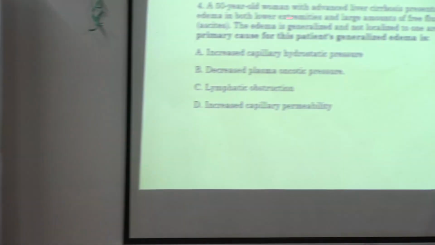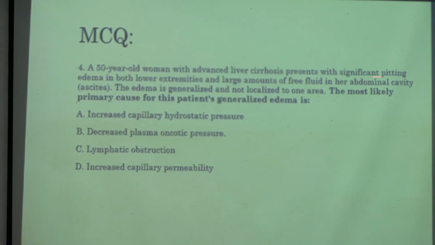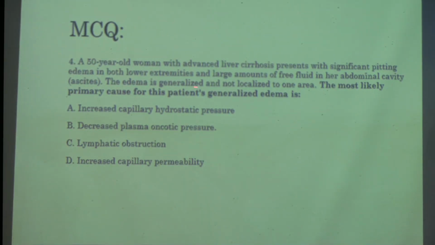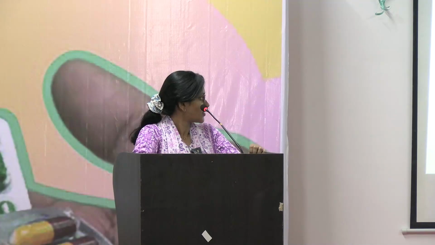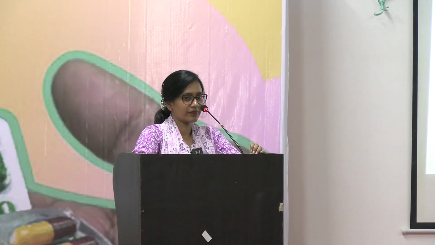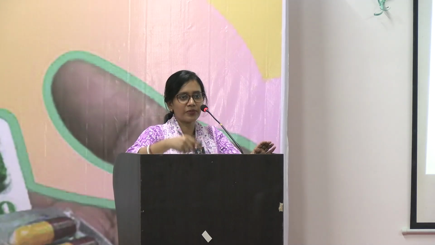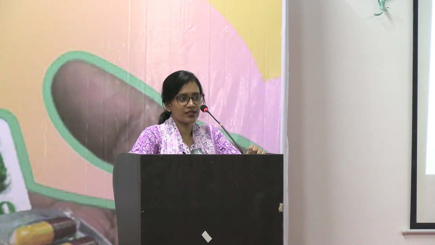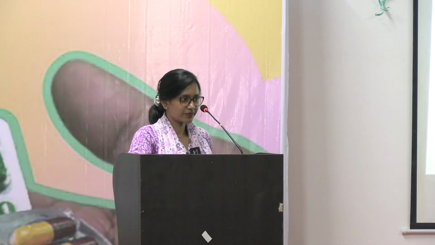So next is a 50-year-old woman with advanced liver cirrhosis who presents with significant pitting edema in both lower extremities and large amounts of free fluid in the abdominal cavity. This is generalized edema, and the most likely cause for this patient's generalized edema is increased capillary hydrostatic pressure. Who all thinks it is A? Okay, we have one person who thinks it's A. Okay, we have 4 people who think it's A. What do other people think?